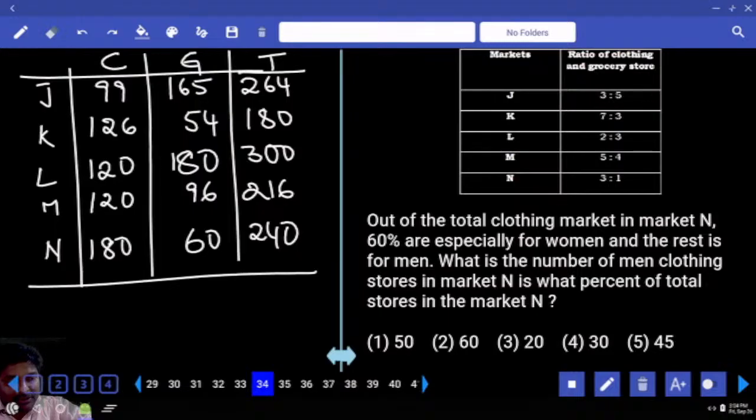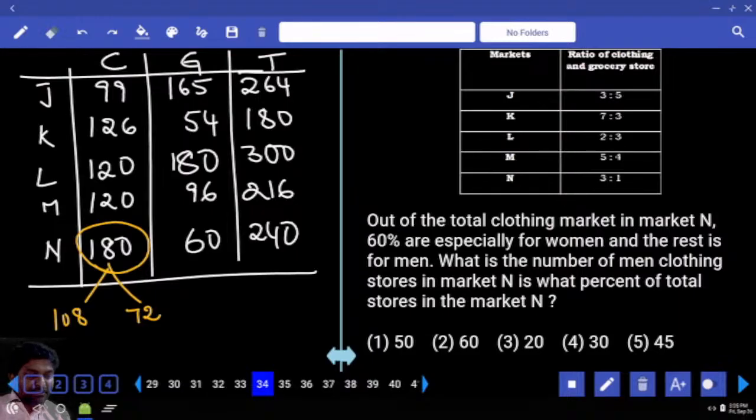Out of total clothing in market N, clothing in market N is 180. 60% are especially for women. 60%, 50% plus 10%, 90 plus 18, 108 are for women. Then the remaining 72 are for men.